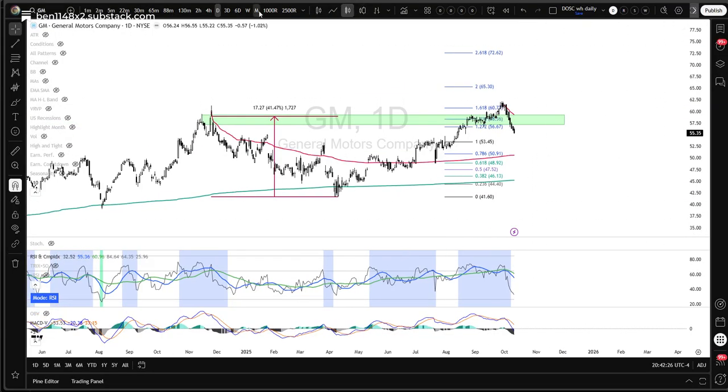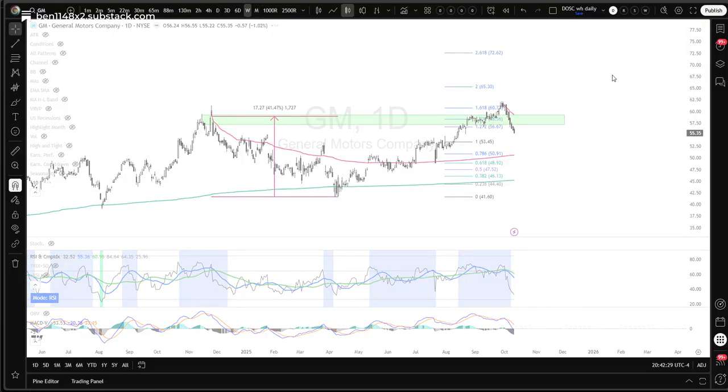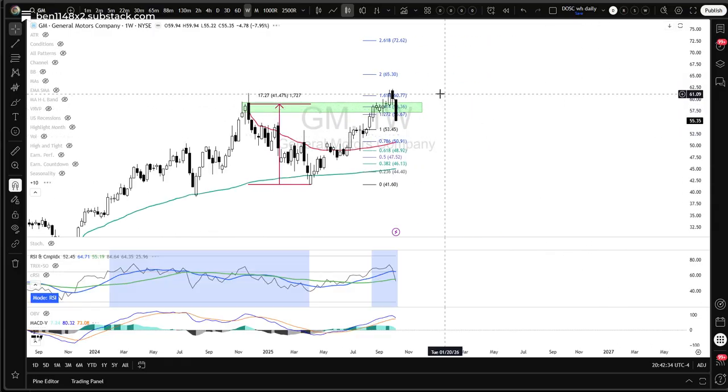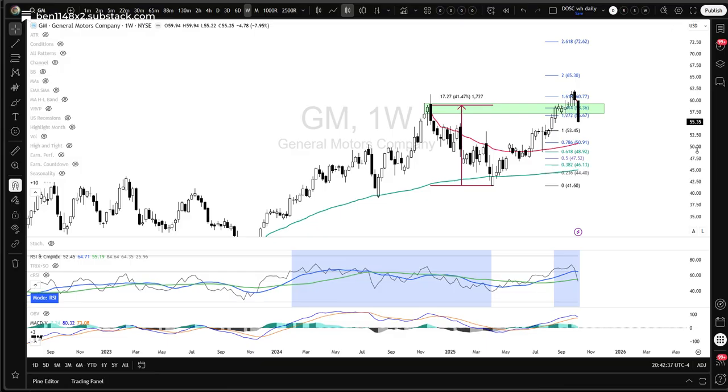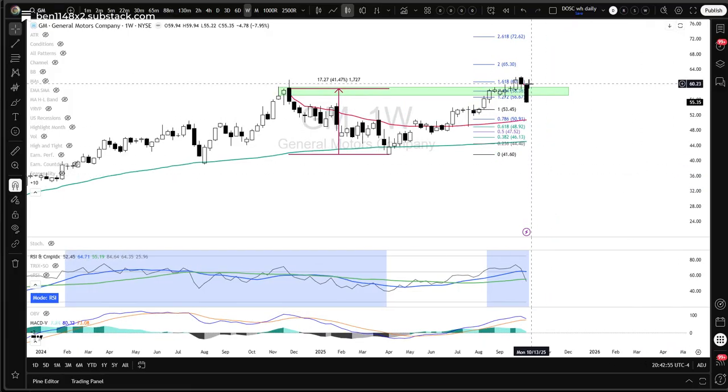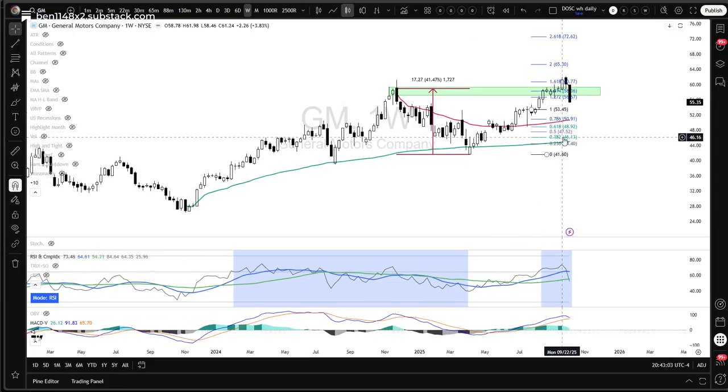Also, on a weekly basis, this is in the Encyclopedia of Chart Patterns. This is considered a pipe reversal, where you've got two larger candles that each make highs and then they reverse and fail, and you've got a candle that opens and closes below the closing low of the prior candle. That's considered a pipe reversal, and on a weekly basis those tend to be a very reliable bearish signal. So GM's not looking real good.